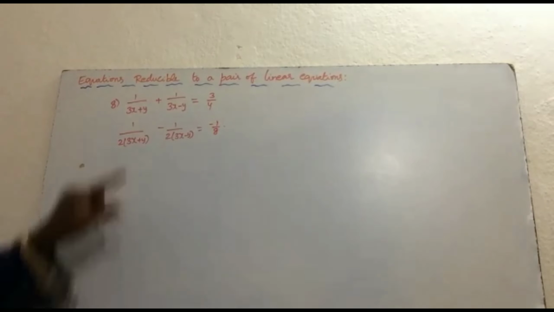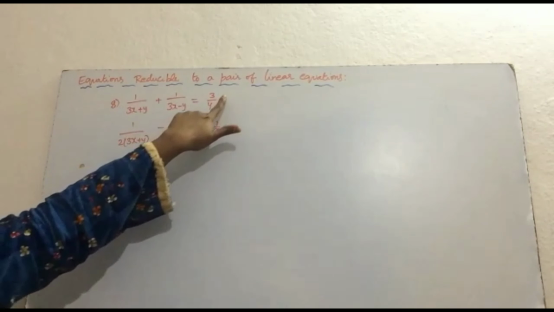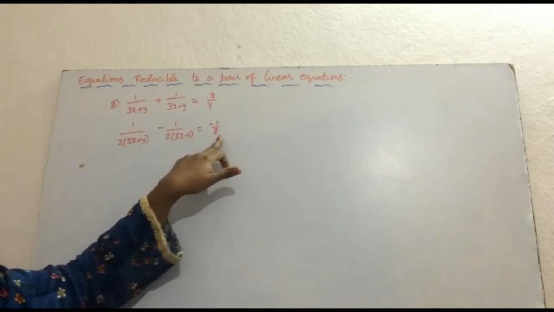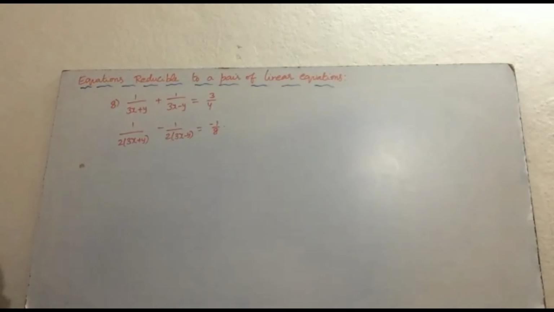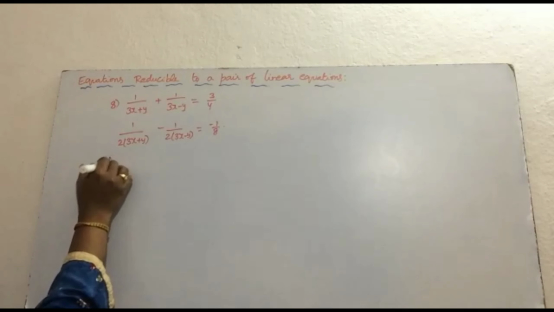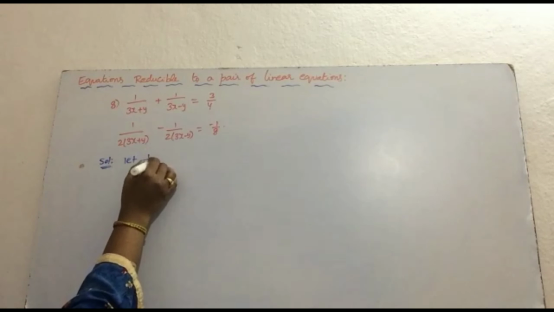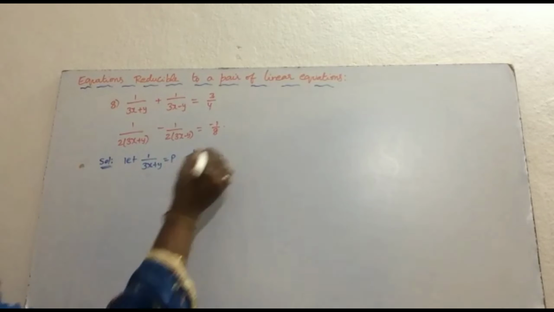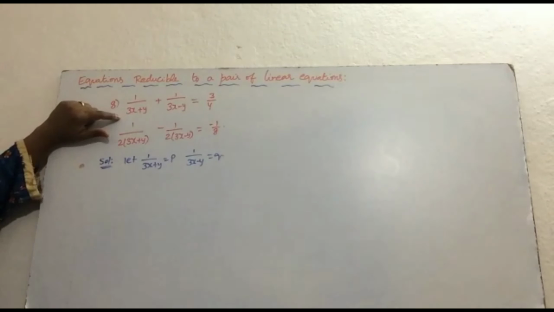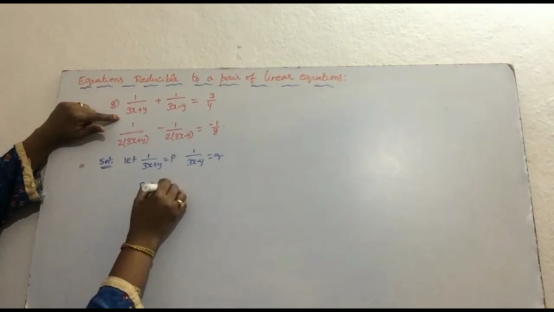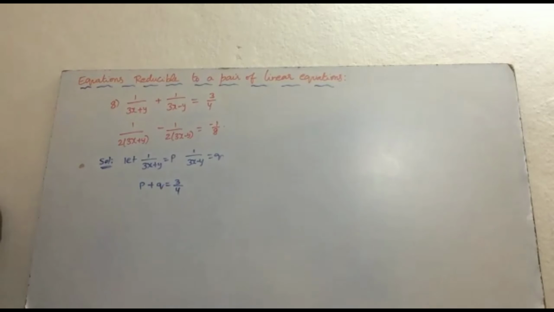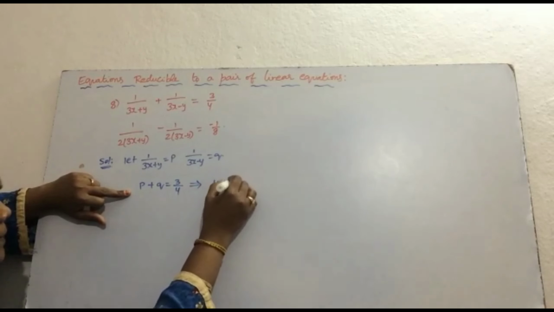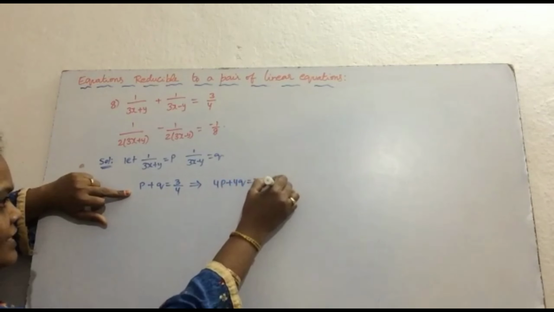Next problem. 1 by 3x plus y plus 1 by 3x minus y equal to 3 by 4. 1 by 2 into 3x plus y minus 1 by 2 into 3x minus y equal to minus 1 by 8. Now let 1 by 3x plus y is equal to p and 1 by 3x minus y is equal to q. Then this equation becomes p plus q is equal to 3 by 4. Now I will write this equation as 4p plus 4q is equal to 3. So this is the first equation.